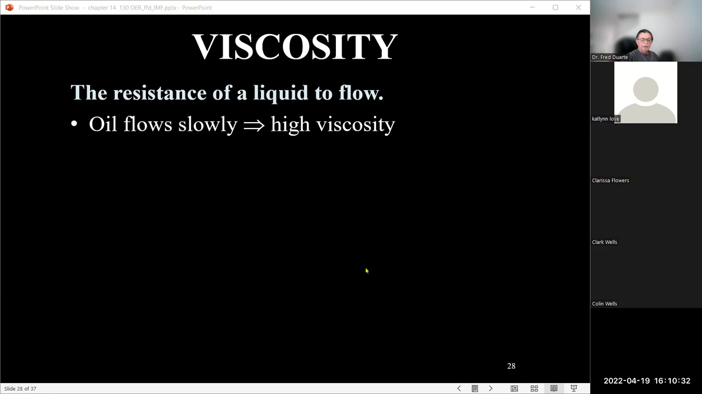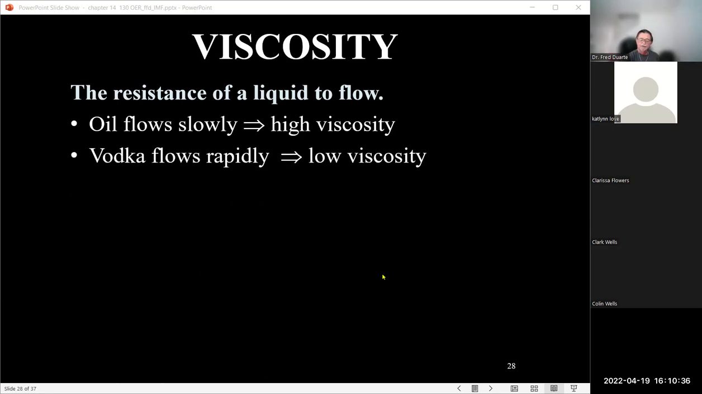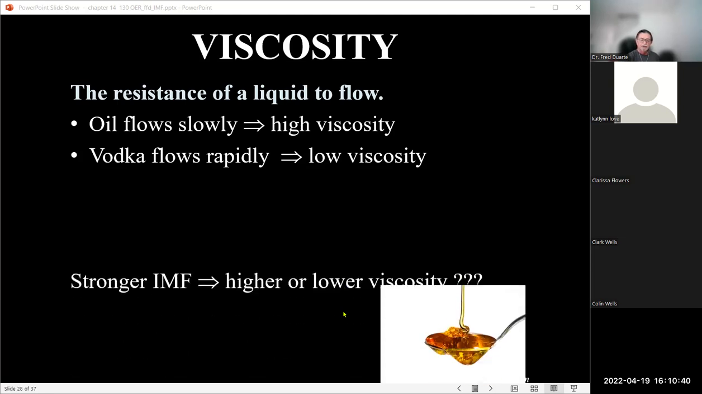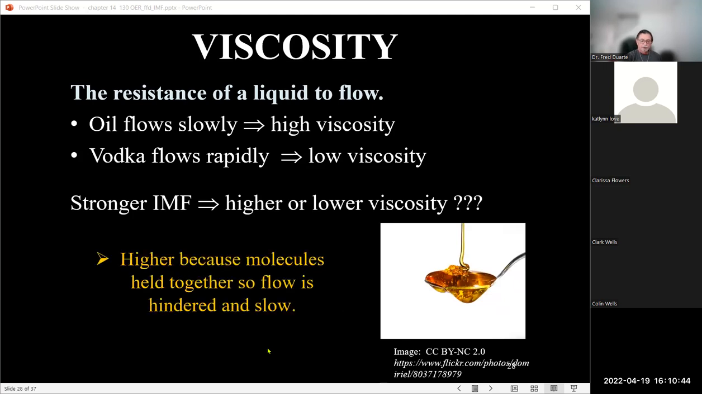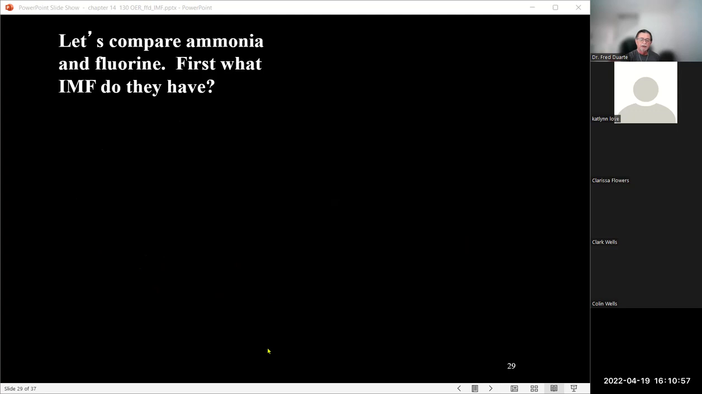So we know that oil flows slowly because of high viscosity, as compared to, let's say, alcohol like vodka, which flows very rapidly because of low viscosity. So a strong IMF would give you a higher viscosity, again, because the molecules are being held on to each other much, much more greatly.